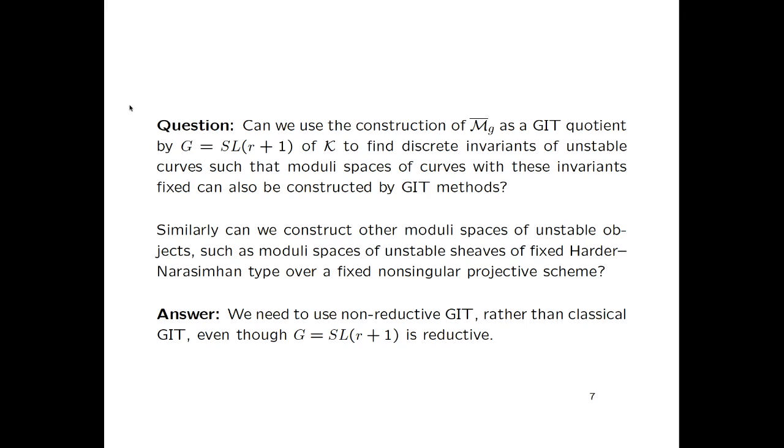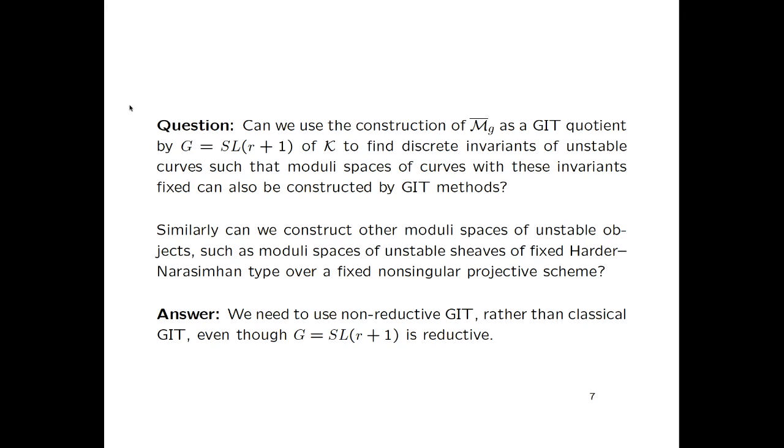Okay, so from EB's point of view, non-reductive group actions were coming in when trying to study and classify singular curves. And also, if you go back to the construction of M_g bar, the moduli space of stable curves of genus g, as a GIT quotient by the reductive group SL(r+1), it turns out that construction suggests another way that one would want to use non-reductive GIT rather than classical GIT to study the unstable things.